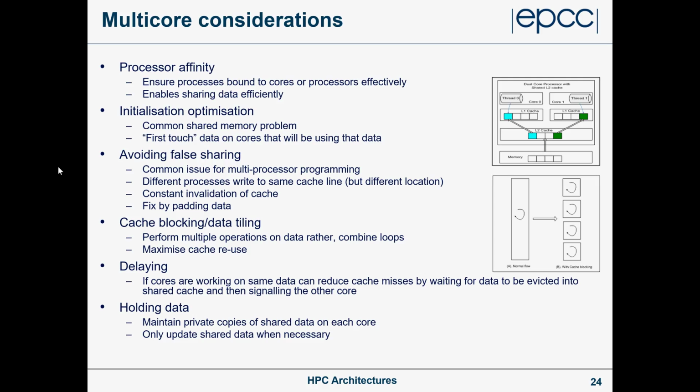A lot of these are optimization techniques which have also been used in the past, not in the multi-core situation, but they can be useful here. So things like cache blocking and data tiling, delaying and holding data. This is the idea of tailoring your program to effectively use the size of the cache you're given, and so you can make changes to your program to give you better performance because you're making sure that your data is staying in cache and being reused in cache, and taking into account the shared nature of the caches and how much you can sort of apportion out to each processor can be useful here.